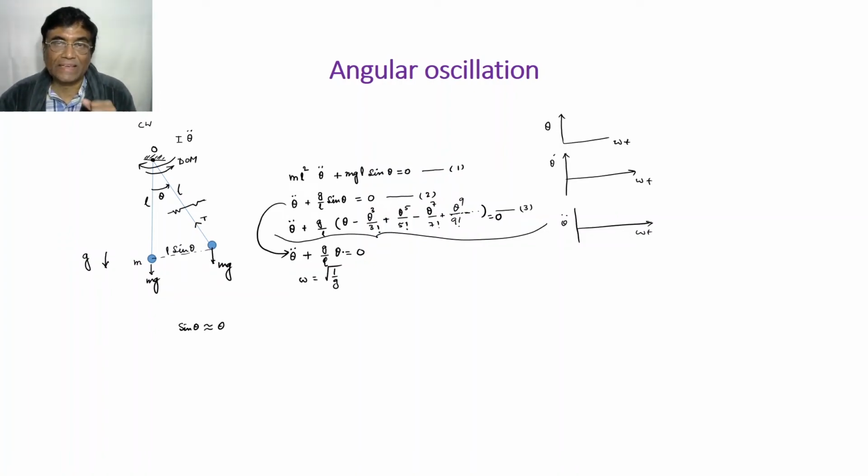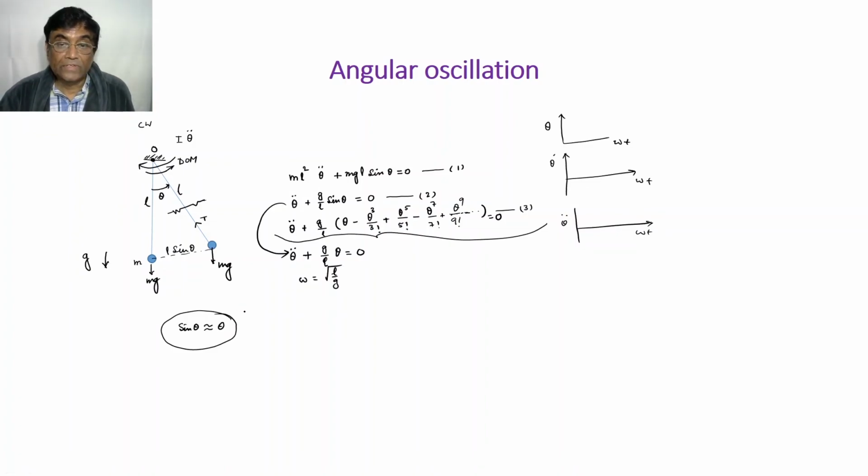The solution will be exactly the same as for x double dot plus omega square x equal to 0. So there, x was in linear motion, here theta is in angular motion. That's the only difference, but the same technique which you have studied earlier will be valid here. And of course, omega equals root over of g by L. So this assumption is very, very important.